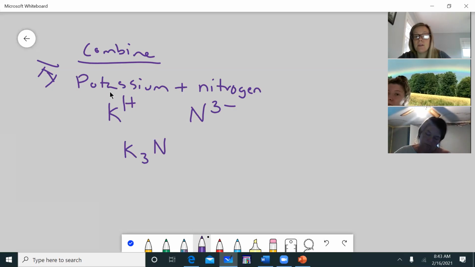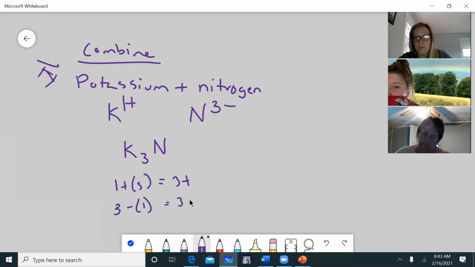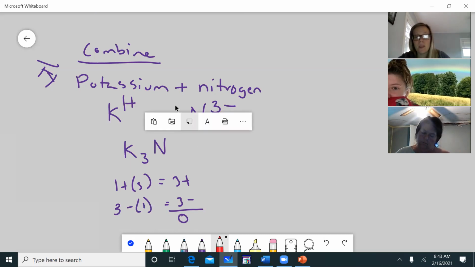This is the formula for potassium mixed with nitrogen. You can go ahead and double check. Potassium always has a 1 plus charge, and there's 3 of them for an overall 3 plus charge. Nitrogen always has a 3 minus charge, and there's 1 of them for an overall 3 minus charge. 0, neutral. What are some pitfalls that I see people do? I'm gonna write over here in red the things that I don't want you to do.